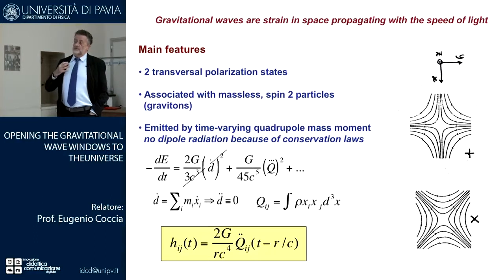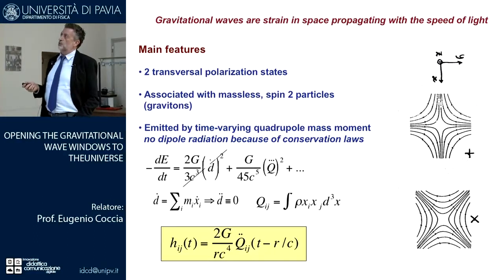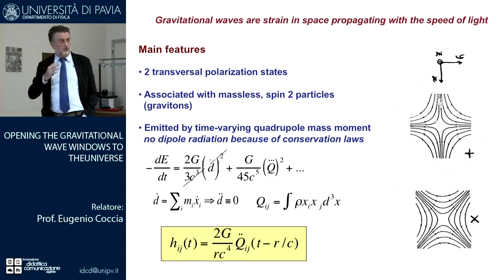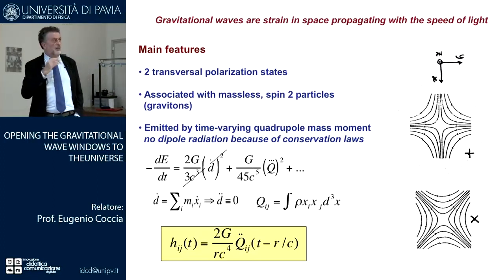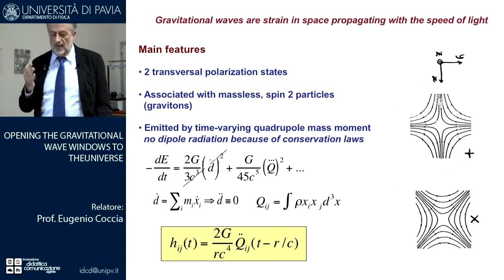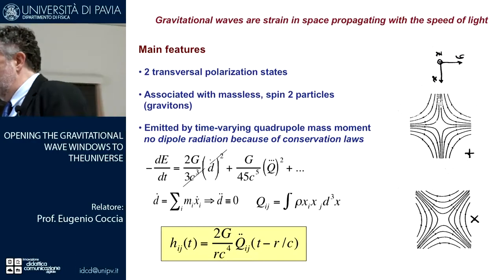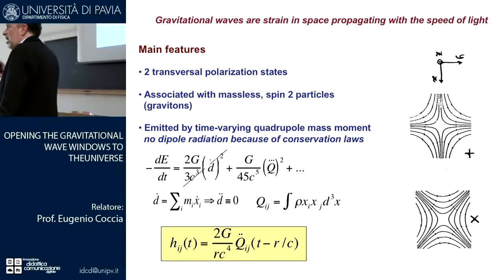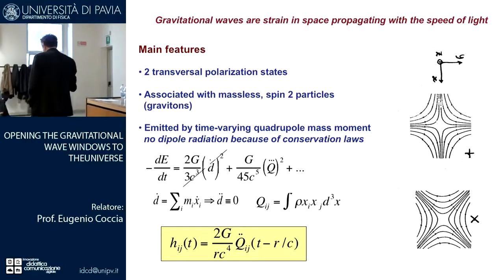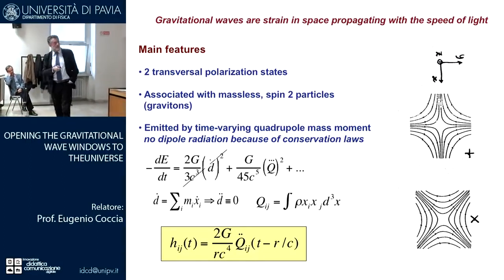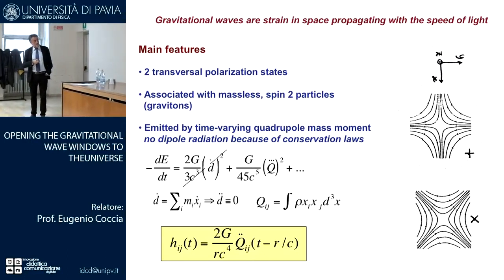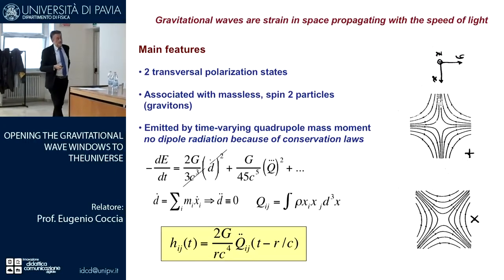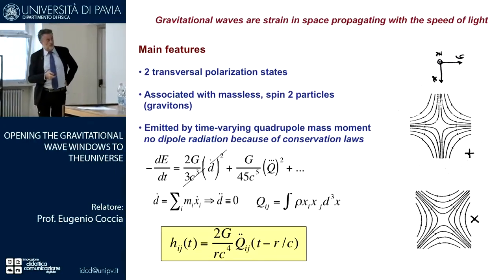There are some main features, which are that they have two transversal polarization states. They are associated with massless spin 2 particles, which are gravitons. These are different from the photons and from the electromagnetic case. In electromagnetism, there exist two types of charges, plus and minus. And in gravity, there is only one type of charge, only attracting. This makes some difference, and the difference is in the spin 2 particles and in the shape of the polarization that you can expect. And I will show you in a moment.